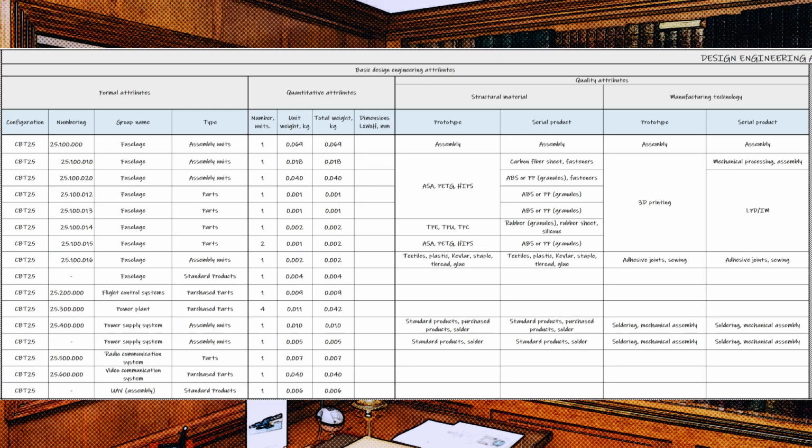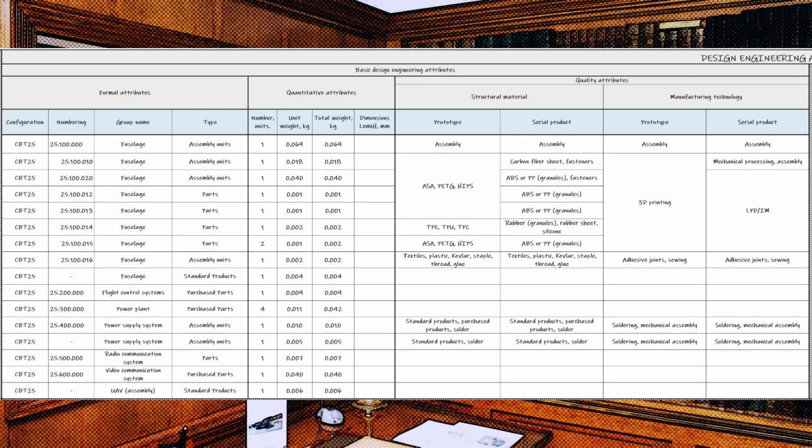In the formal attributes sub-block, we see the design engineering designation of drawings or 3D models for aggregates and systems, the name of the design group, as well as the type of components of the product structure. In this case, it's an assembly unit, purchased products, and standard products. The names fully correspond to the names of the specification sections of the Unified System of Design Documentation, which facilitates the process of filling in this bill of materials block.